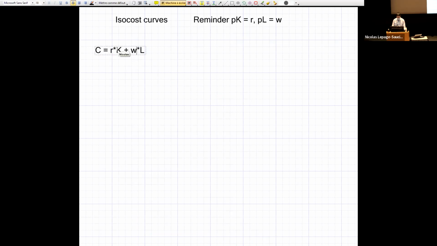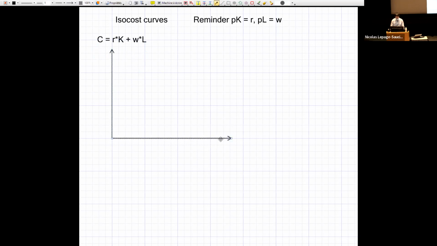All right, so this is, and sometimes you see S there for spending. So it's either spending or cost. Since we're talking about isocost curves, let's represent them this way. We had labor on the x-axis and capital on the y-axis, so let's still do that. And of course, they're going to look exactly as they were for consumers.